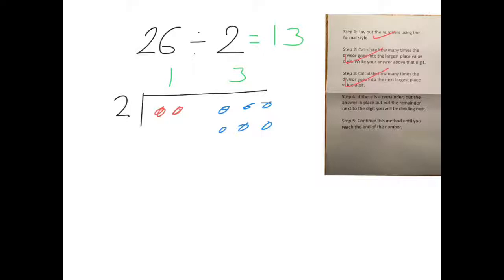Now, we can look at this and see we've got no remainders because we managed to split all the dots, all the numbers, into equal groups. So actually we don't need to do that. So step 4 is not necessary. Step 5, continue this method until you reach the end of the number. Well, we've got no numbers left at the end, so we've done step 5 as well. So we've done all our steps to success.